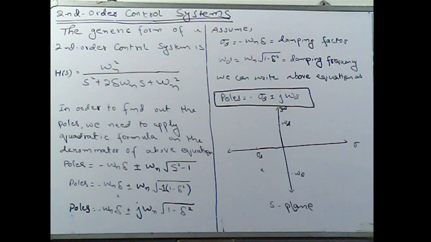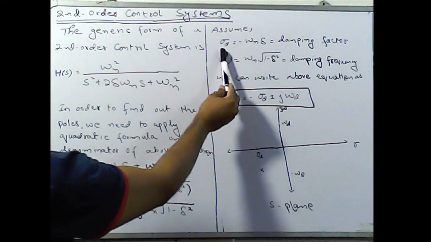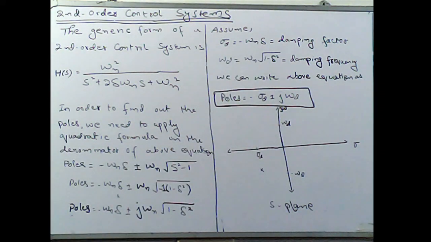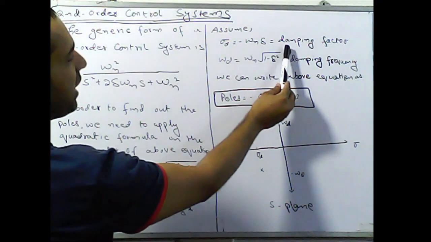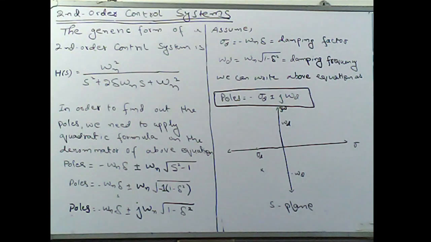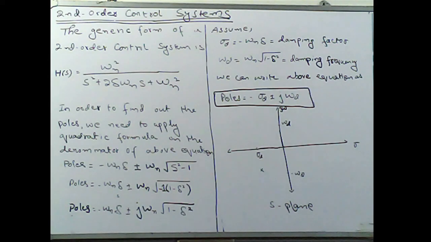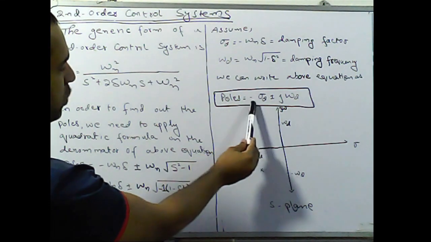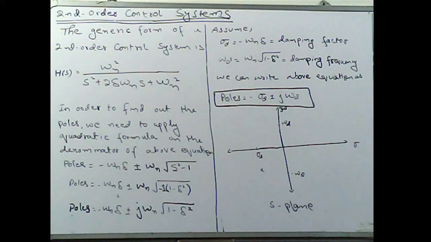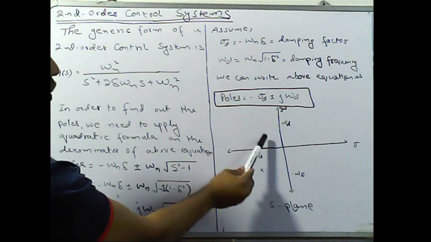Assume sigma d is equal to minus omega n into zeta. Now we are naming it as damping factor. Let us assume that this imaginary term is equal to omega d, which is our damping frequency. So after using these two assumptions, we can write this equation as poles equal to minus sigma d plus or minus j omega d. In the next step, we'll plot these two poles on the S-plane.